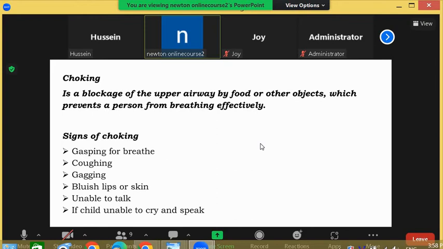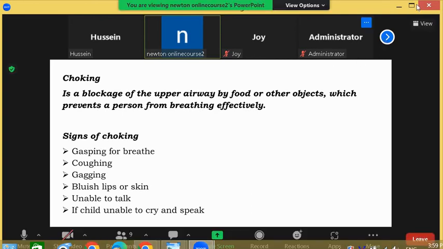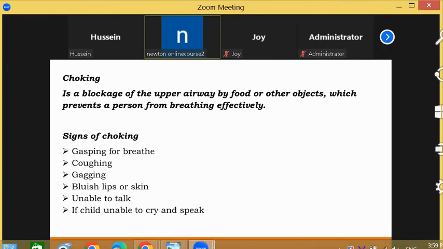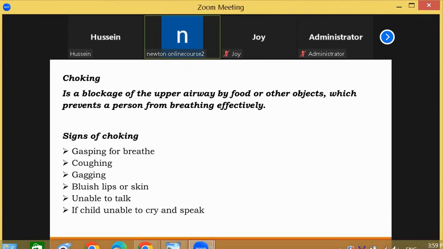If something goes inside our respiratory tract, we cannot breathe properly, right? Likewise, when a person is choking, the patient's skin color will change. There will be bluish skin, and they cannot speak properly. They will cough too much and have great difficulty taking a breath. The child has great difficulty crying and also cannot speak.